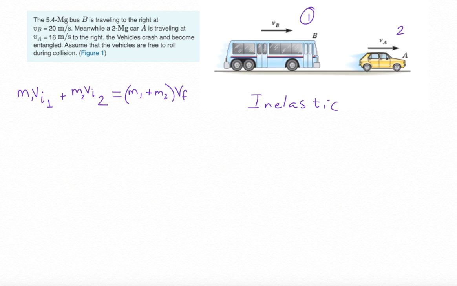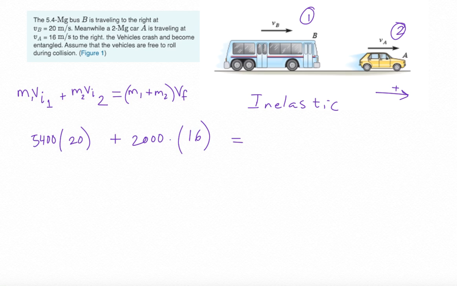So let's begin with the problem. We have mass 1, the mass of the bus. I'm going to convert it into kilograms, and that would be 5,400 kilograms times its initial velocity, which is 20 meters per second, plus the mass of the car, which is 2,000 kilograms, times its velocity, 16 to the right. My sign convention is that right is positive. They're both moving to the right, but the bus is moving at a faster rate.